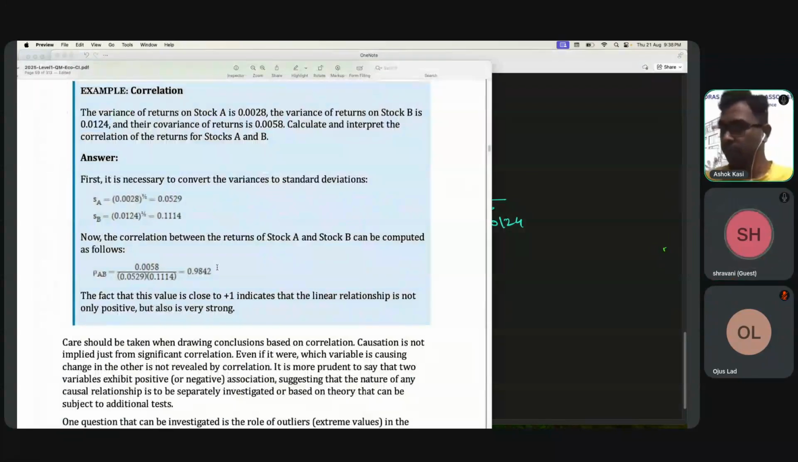So 0.9843. Okay. This is very close to 1. Yes, sir. That means positive. So they are highly correlated with each other. The linear relationship is not only positive, but it is also very, very strong. Okay.